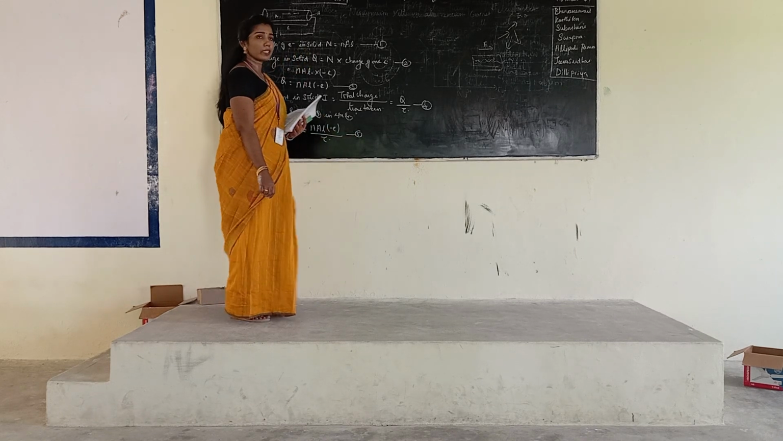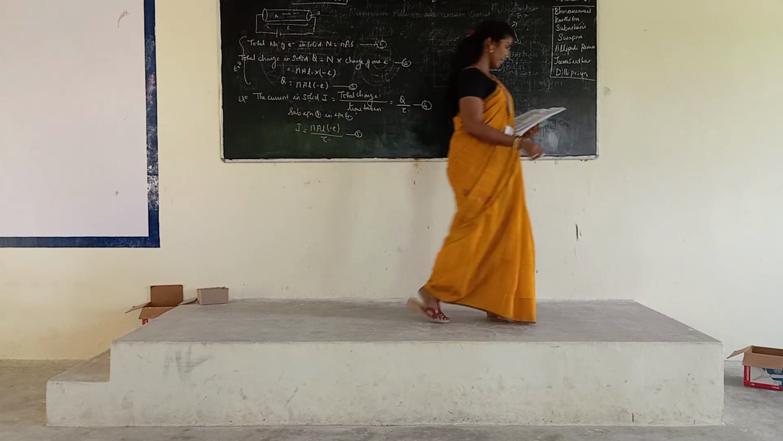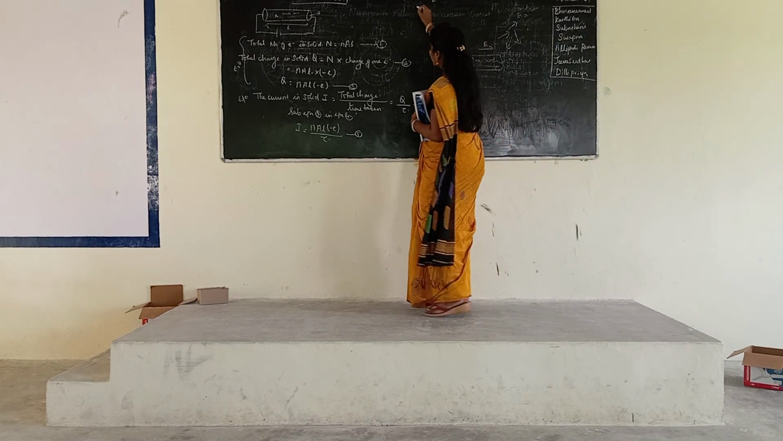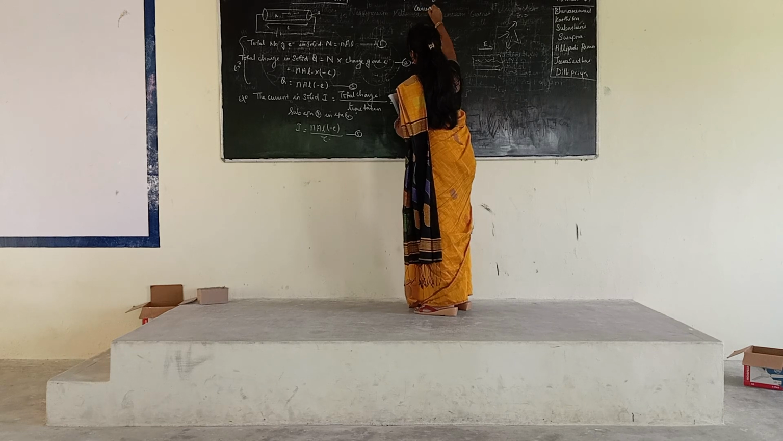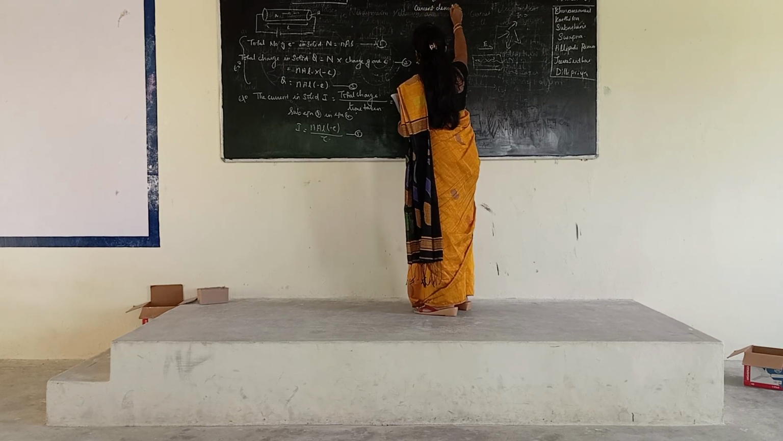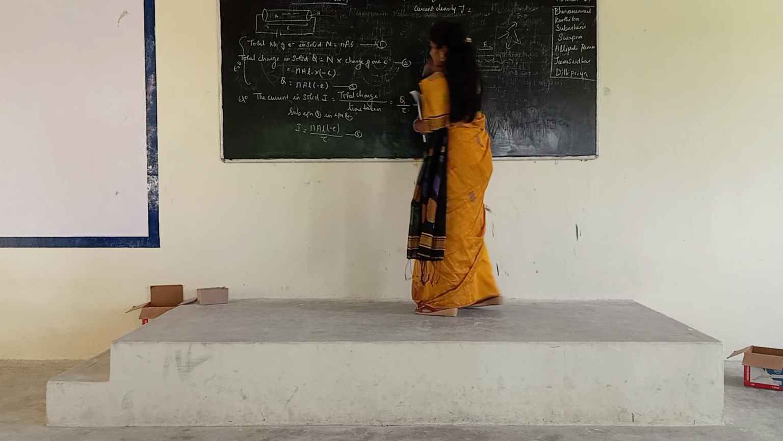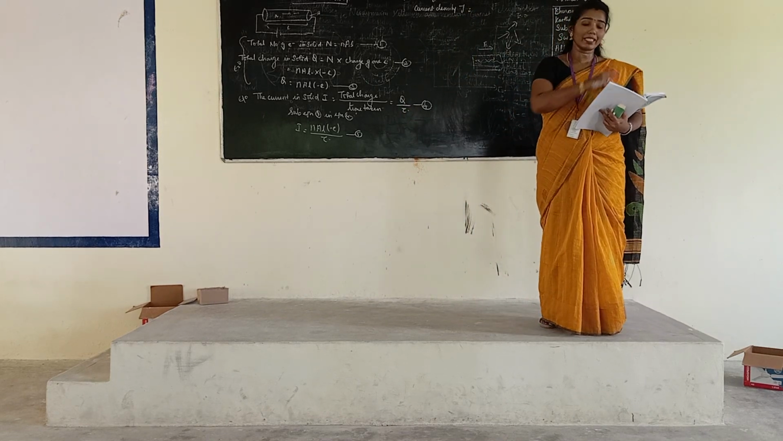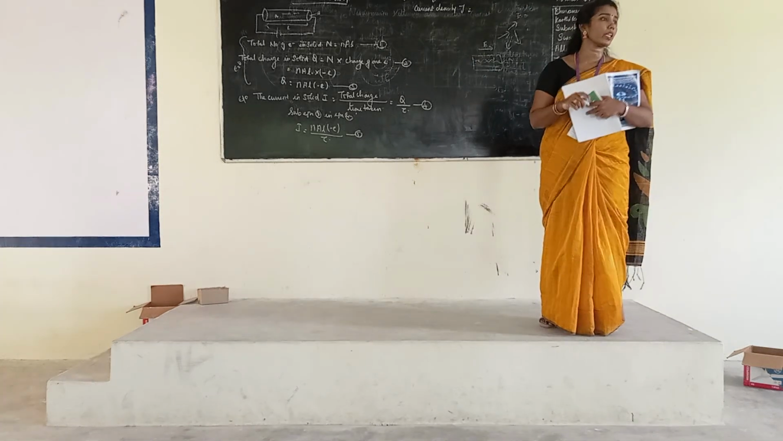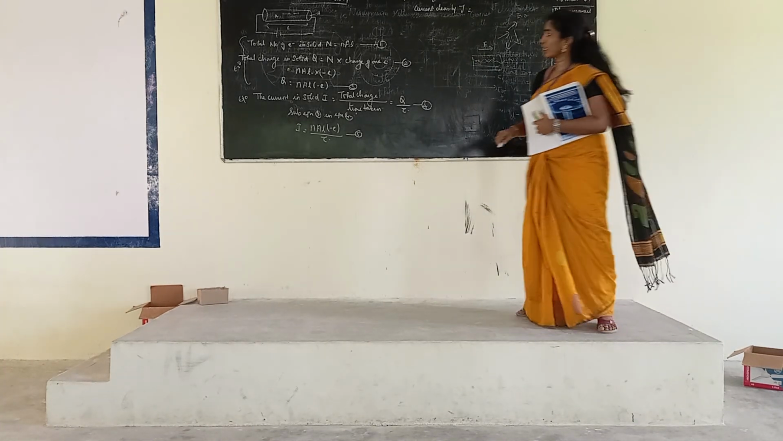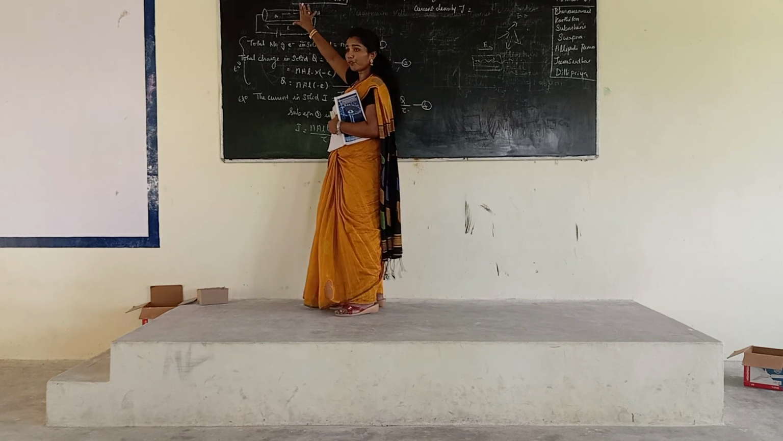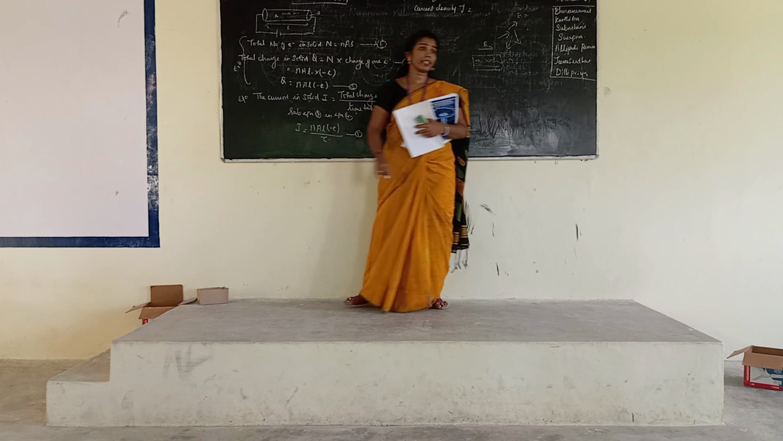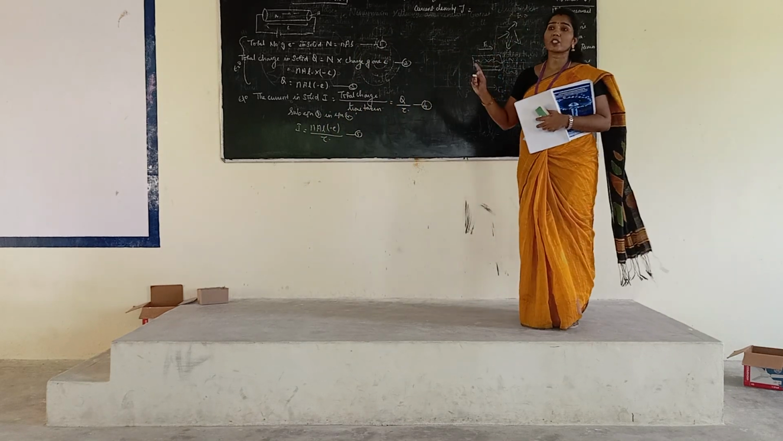So now we will discuss the current density. The current density is represented by J. The current density is nothing but the current flowing through the material per unit area. So in our considered material, the flow of current per unit area is calculated, and that is called the current density. Current density J is equal to I by A.